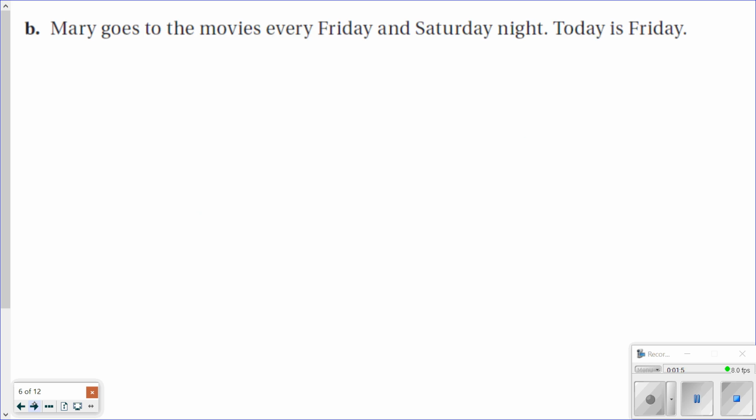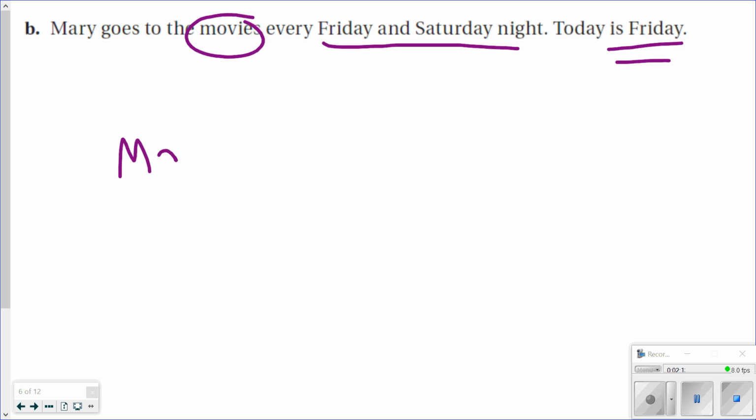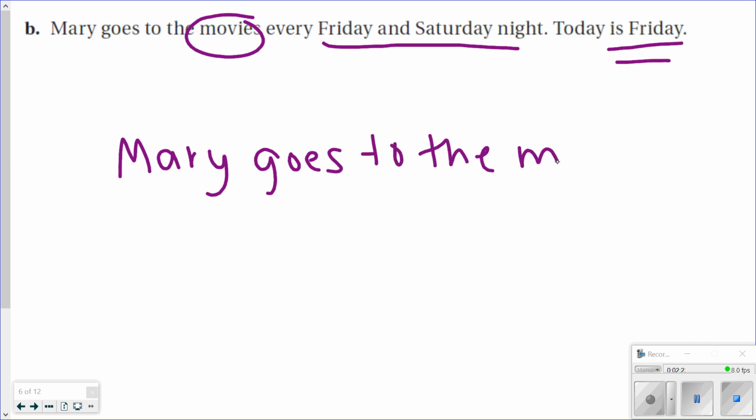Let's try this again with part B. Mary goes to the movies every Friday and Saturday night. This has to be a true statement. Today is Friday, so what can we conclude about Mary? Well, we see in the previous sentence, every Friday and Saturday night she goes to the movies. So since today is Friday, Mary goes to the movies.